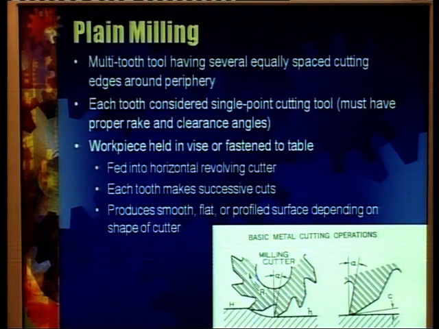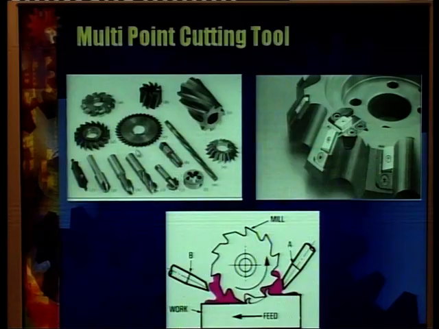Then, as I have already explained in detail while discussing the general features of multi-point cutting tools, a plain milling cutter is a typical example of a multi-edged cutting tool. If we read out the slide, it is a multi-tooth tool having several equally spaced cutting edges around its periphery. We can see here that it is a tool which has a number of edges placed on the rotary periphery of this particular tool.